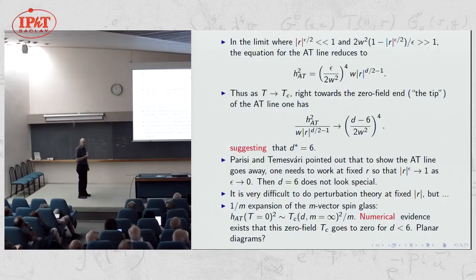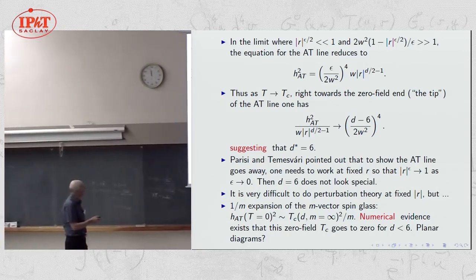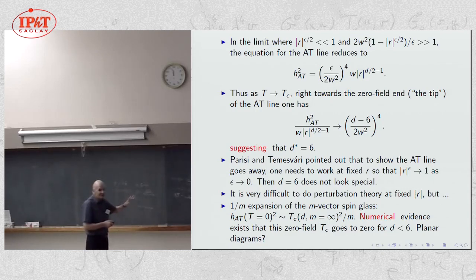If you work very, very close to TC, and it's only in this limit that the formula is useful. If you work in this limit here, so that that becomes much, much larger than 1, the formula reduces to this expression here. So if I take the derivative to the left-hand side, and on the right-hand side expand out what epsilon is, d minus 6, you get an indication that something strange might be happening in 6 dimensions. In particular, the AT line looks to be getting flatter and flatter near its tip as you approach 6 dimensions.